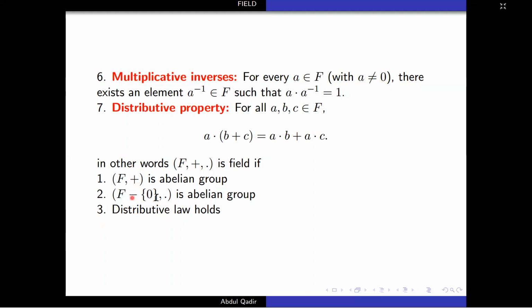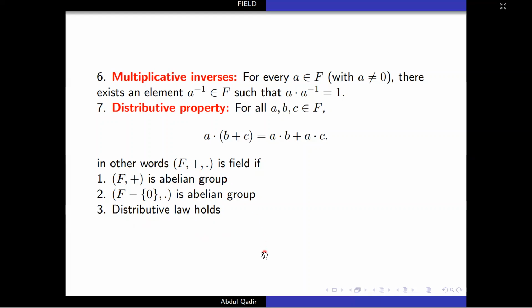So if we remove 0 from F, then each of the five properties also holds in F. So we can say that F minus 0 under multiplication is an abelian group. And the third one is which is distinct property where distributive law holds. So field can also be defined by these three axioms: if F with respect to addition is an abelian group, and F minus 0 with respect to multiplication is an abelian group, and distributive law holds, then we say that F combined with two operations, addition and multiplication, is a field.